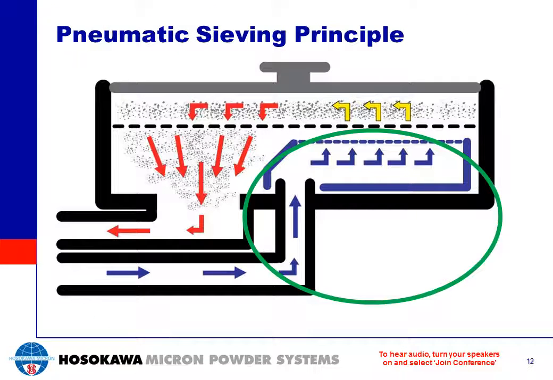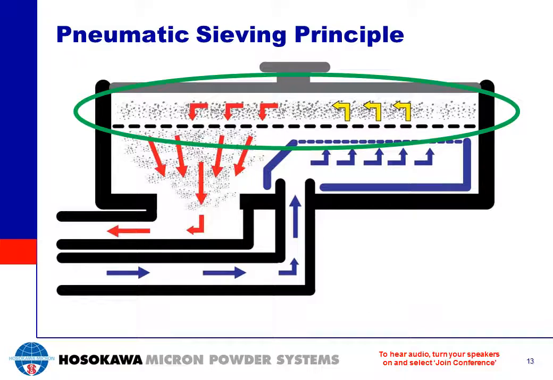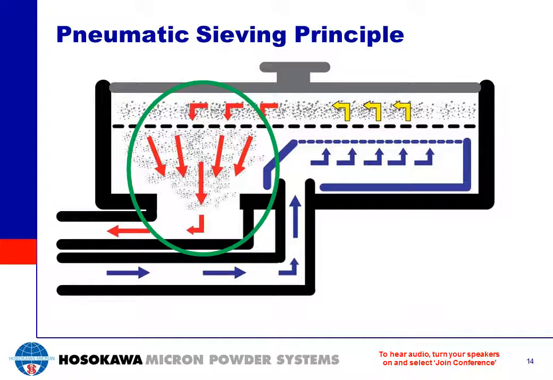The pneumatic sieving principle is when a positive airflow is introduced upward through a rotating wand that's located directly beneath a test sieve screen. As the wand rotates, it disperses and distributes the sample, allowing 100% of the particles to come in contact with the test sieve screen. The particles that are finer than the test sieve screen opening will pass through. The particles that are coarser than the test sieve screen will remain on top.